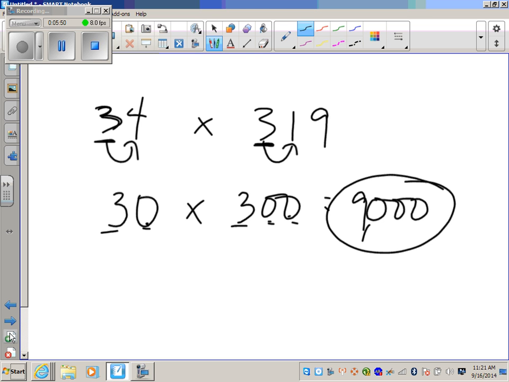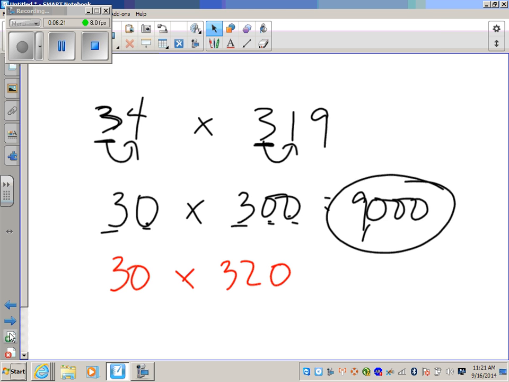Okay. Any questions with using rounding as our first method of estimation? Trey. Okay. No, that's a good question. It's a great question. You would say then 320, right?